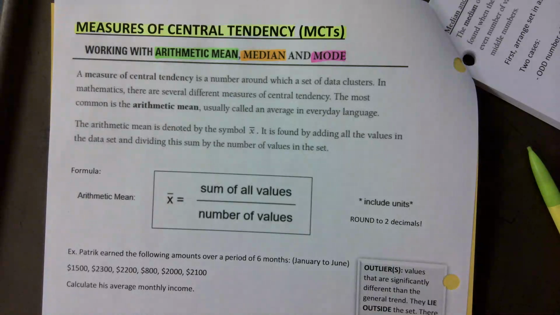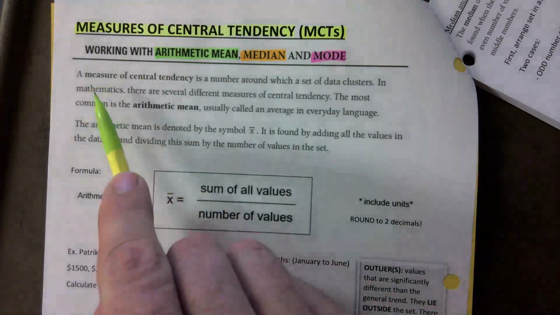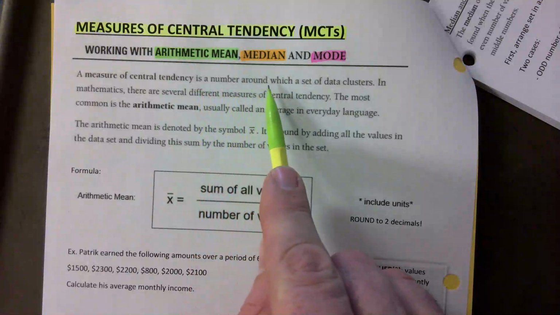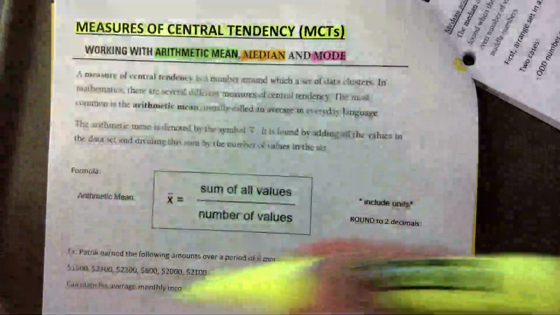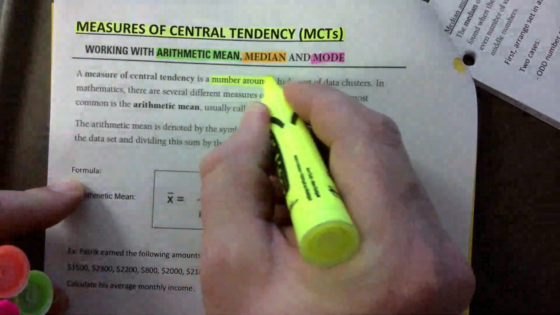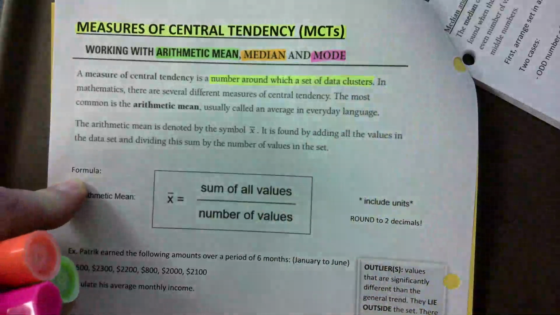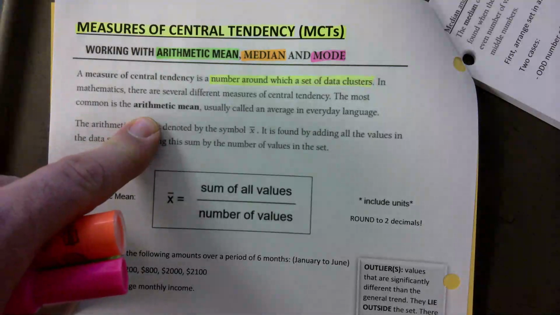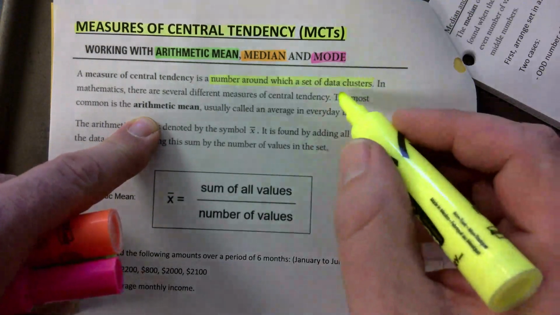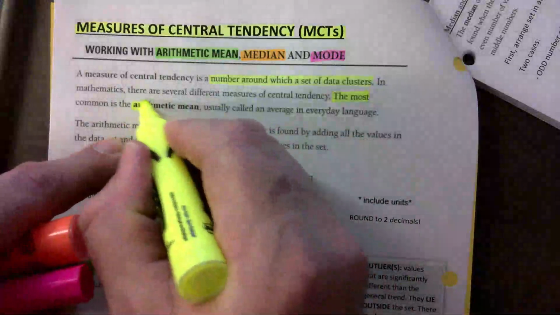I will say this, they all strive to find the middle, but they're not all successful at all times, okay? A measure of central tendency is a number around which data set clusters, okay? In mathematics, there are several different measures of central tendency. The most common one is the arithmetic mean.